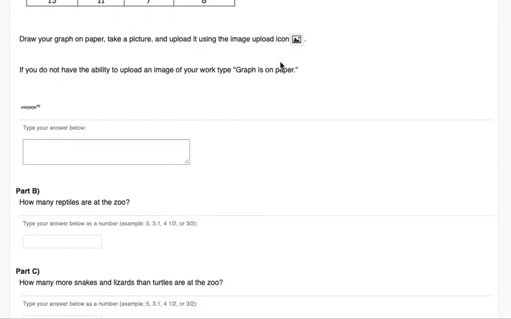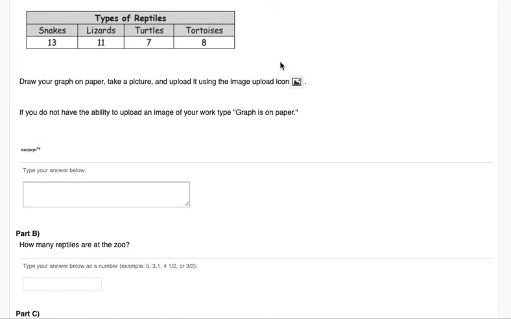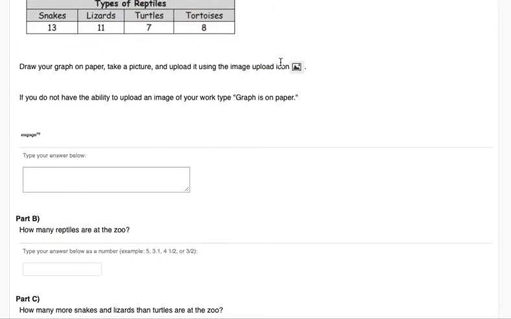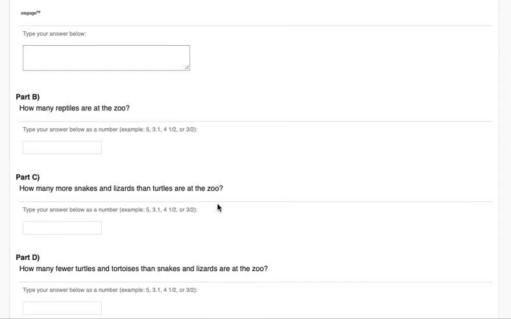Now they want to know how many more snakes and lizards than turtles. So first we have to add together snakes and lizards. We already know from our last problem that's 24. Then turtles. So we're going to do 24 minus 7. If you line that up, you can't do 4 minus 7. You cross out the 4, make it a 14, go over to the 2, cross that out, make it a 1. 14 minus 7 is 7. 1 minus nothing is 1. So there are 17 more snakes and lizards than turtles at the zoo.